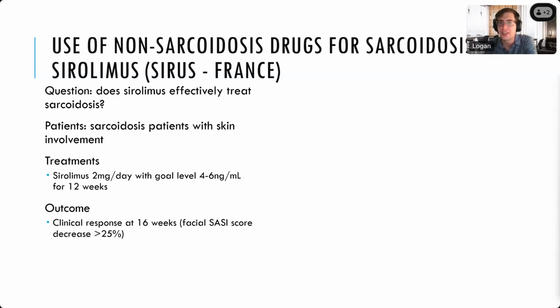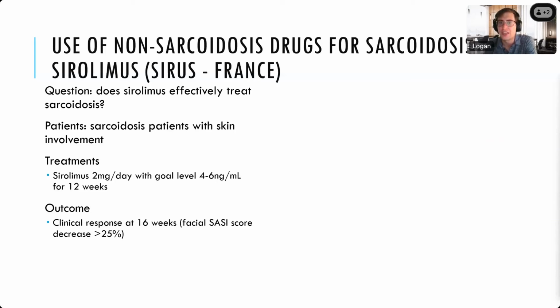So there was a trial proposed in France where they were going to look at sirolimus and see if it improved skin sarcoidosis. Sarcoidosis of the skin is a good organ for trials because it is very easy to say objectively, is the rash getting bigger or smaller?